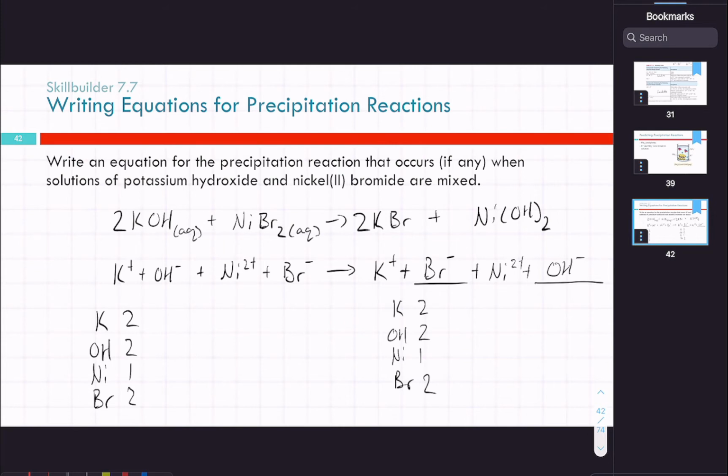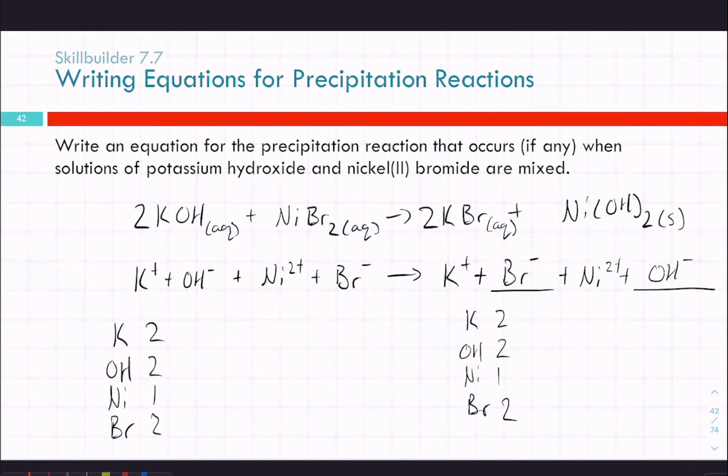So we predicted the products and balanced it. Oh, I should also write solid, aqueous. So I just added those, the AQ for the potassium bromide and the S for nickel hydroxide, because it is a solid. Are there any questions now? Nope? Okay.